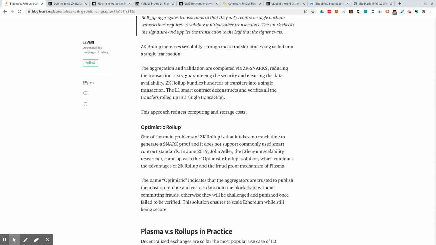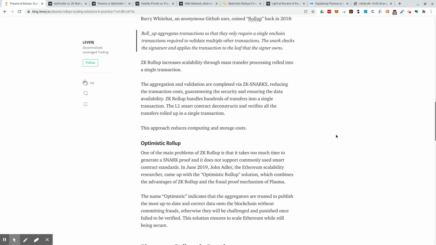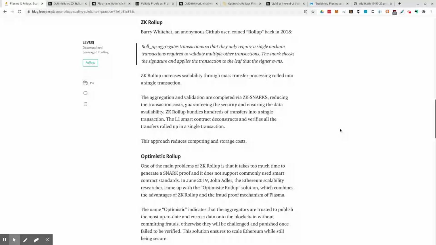So you can see that ZK rollups, with the way that they batch everything, are a little bit different than Plasma, as these things are hitting the main chain pretty much immediately, where the plasma chain will periodically update the state on the contract, where rollups actually happen almost in real time.